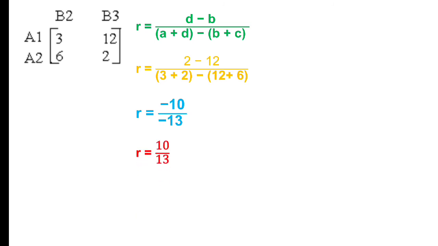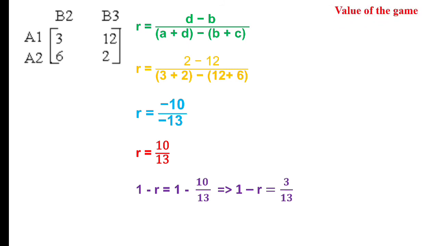Then R equals 10 by 13. Then 1 minus R equals 1 minus 10 by 13, which equals 3 by 13. We'll get that. Then the value of the game.